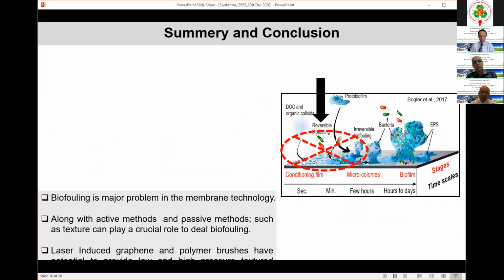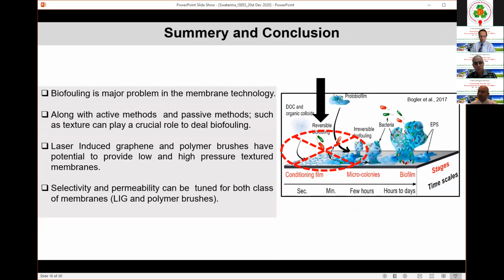So in summary, biofouling is a major problem for membrane technology. If we want to make a low-cost solution, especially in India where we are looking for low-cost things, we have to control the biofouling along with other kinds of fouling. Along with active methods, we can use passive methods like texturing of the surfaces, and combined active and passive methods will probably deal with this problem more effectively.